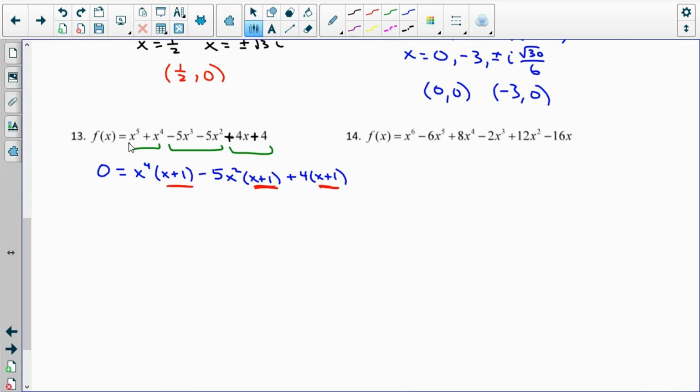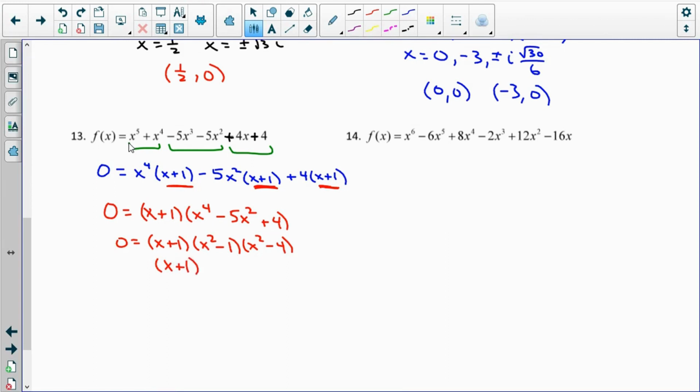And I'm sure once we start getting problems that don't leave us with the same thing every time, we're going to have to learn a new method. But as of right now, we're doing okay. So we have x plus 1 times x to the fourth minus 5x squared plus 4. And then I can factor this further into x squared minus 1 times x squared minus 4. So I can continue to factor this further.